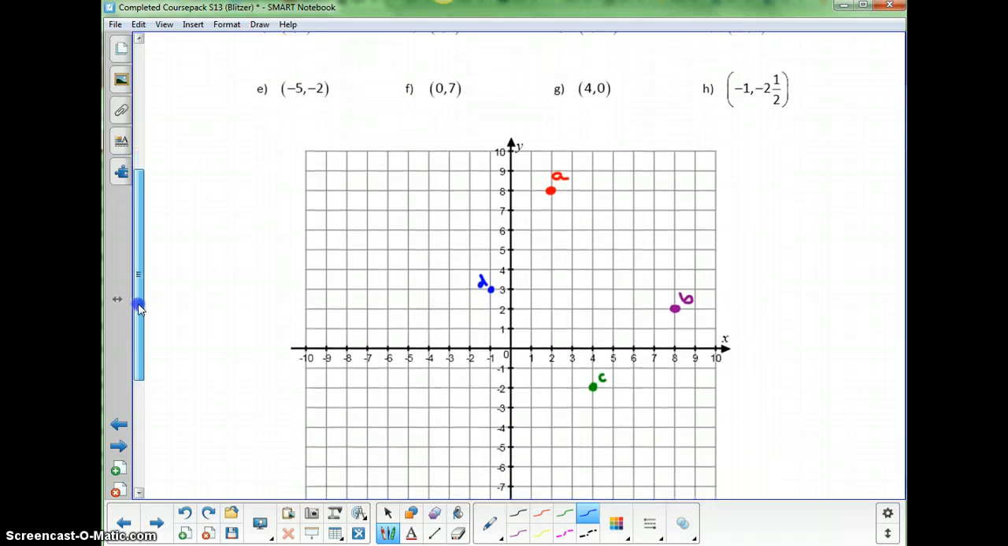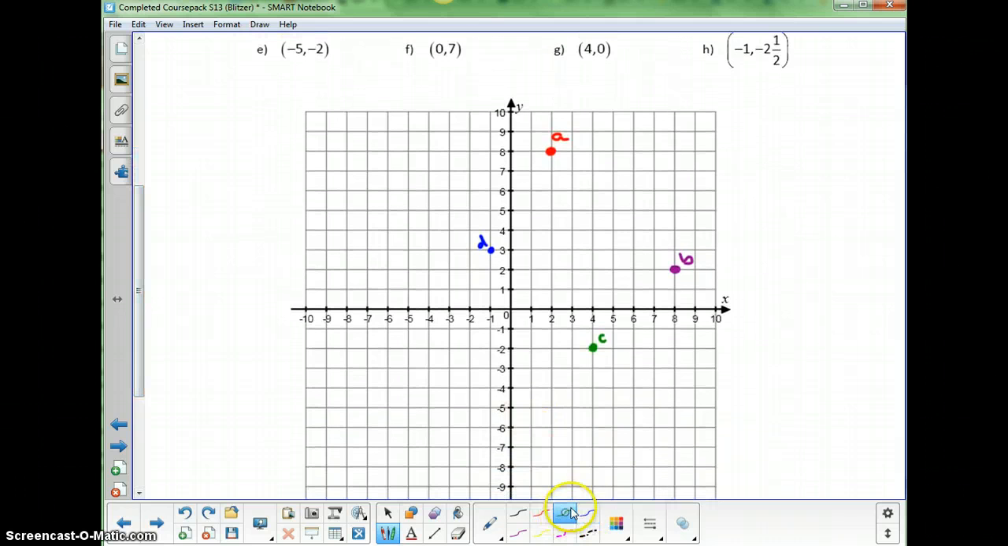Let me scroll down. In E, the x direction is negative 5. The y direction is negative 2. So put it over here. In F, the x direction is 0, so it'll stay right in the center, and then it will go up 7.